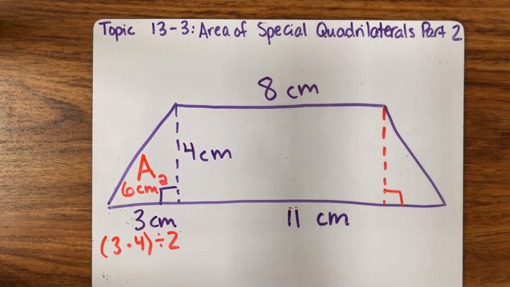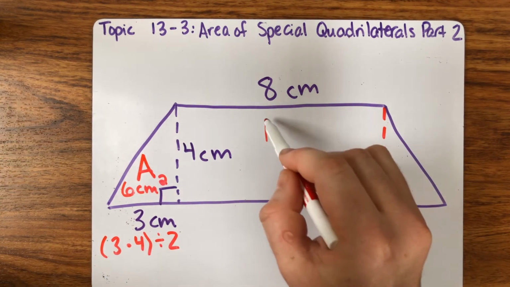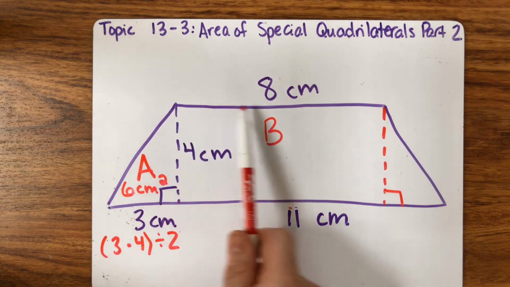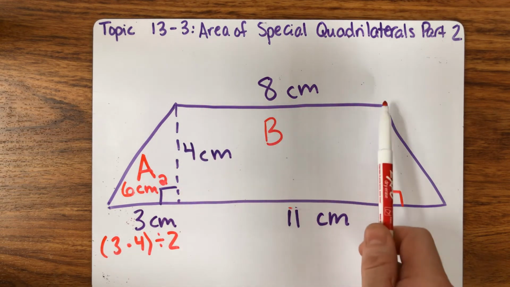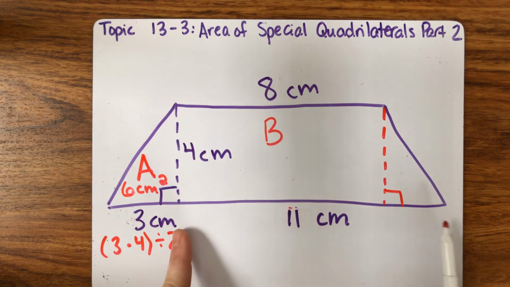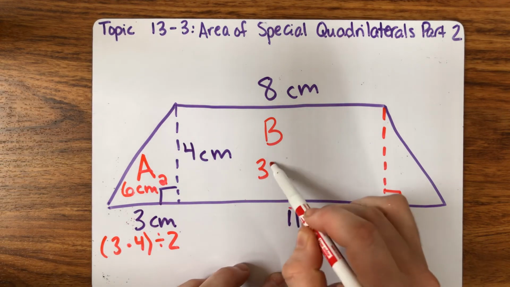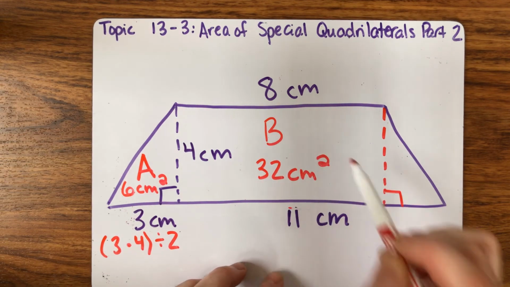All right, what is the area for rectangle B? Well, I know that the 8 up here is what I'm going to use, because this 11 is this whole entire dimension. So I just want that 8. So I'm going to do 8 times 4, and you get 32 centimeters squared.